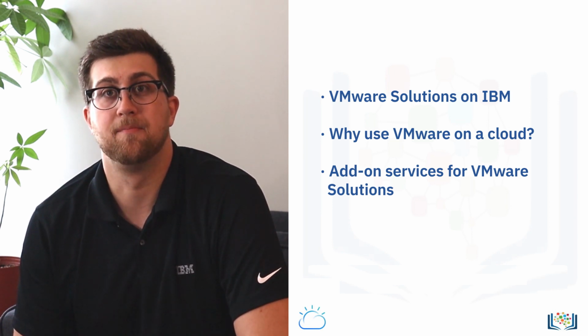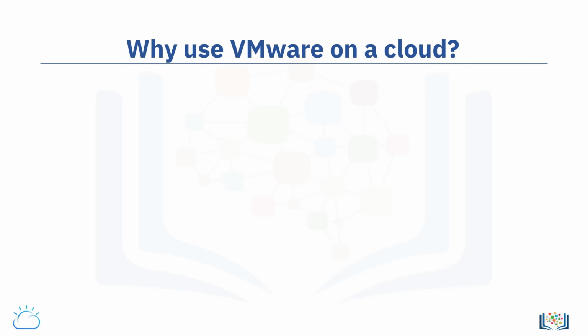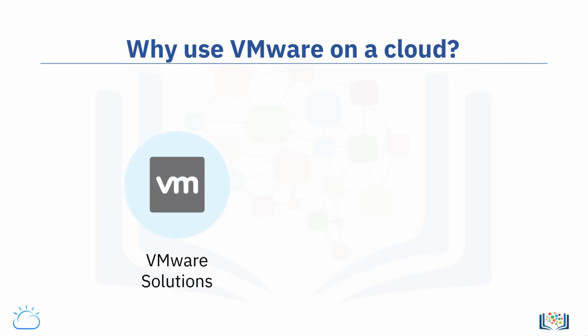Thanks. Let's begin. So why use VMware on a cloud? Well, in the early 2000s, before we really had any major public clouds, VMware solutions became the standard for desktop and server virtualization. Many companies were using VMware to virtualize their workloads. VMware software was deployed to servers and data centers all over the world. In fact, many IBM clients were using VMware or are still using VMware to this day. In 2016, IBM Cloud became the first cloud vendor to bring VMware services to the cloud.